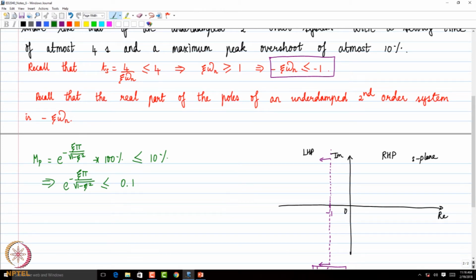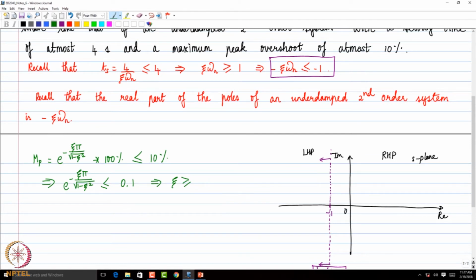So this should give me some condition like zeta should be greater than or equal to. So of course, how do you do it? First take natural logarithm on both sides, right? Okay, and then just cross multiply, square, and get the value. Of course, since zeta cannot be negative, we only take the positive value, right?